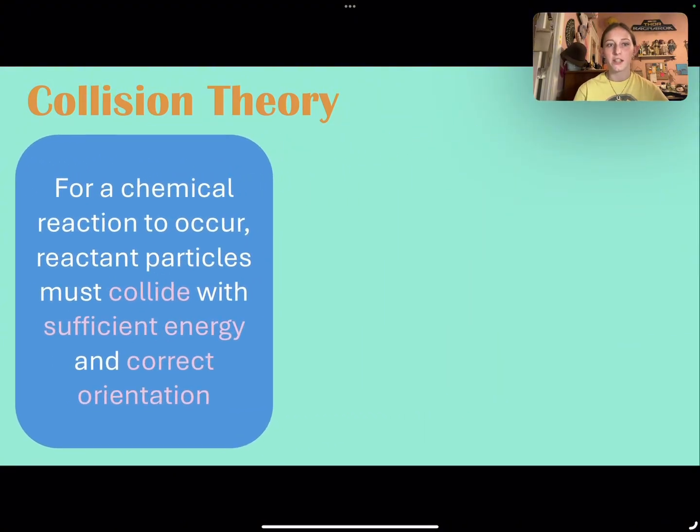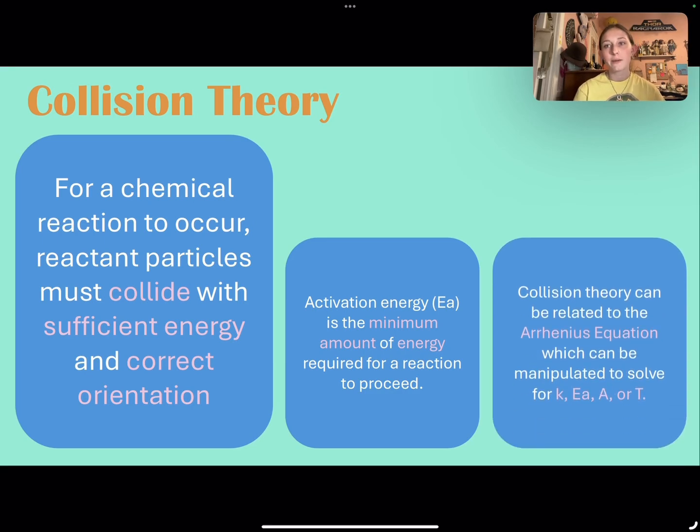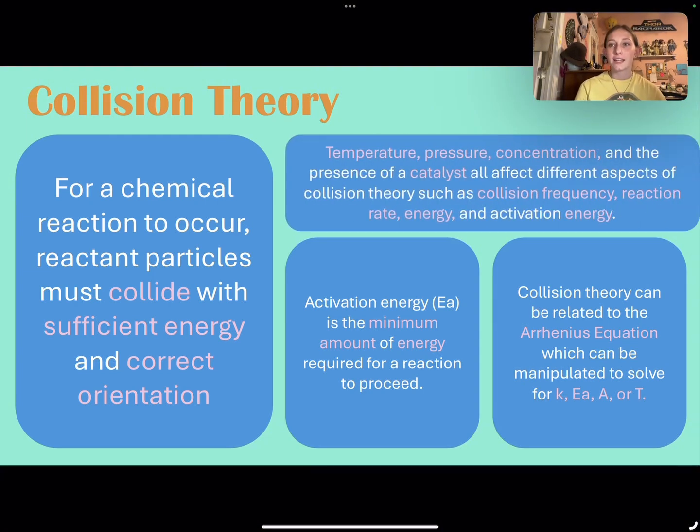So, to sum up collision theory, for a chemical reaction to occur, reactant particles must collide with sufficient energy and correct orientation. Activation energy, E sub A, is the minimum amount of energy required for a reaction to proceed. Collision theory can be related to the Arrhenius equation, which can be manipulated to solve for K, activation energy, A or T. And temperature, concentration, and the presence of a catalyst all have an effect in different ways according to collision theory, such as collision frequency, reaction rate, energy, and activation energy.